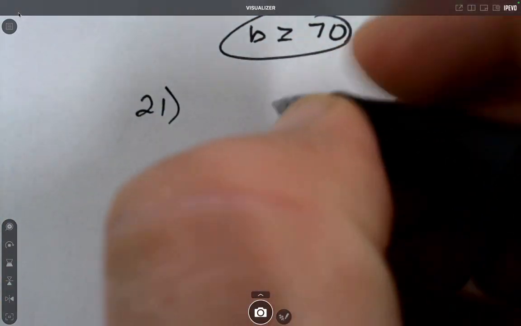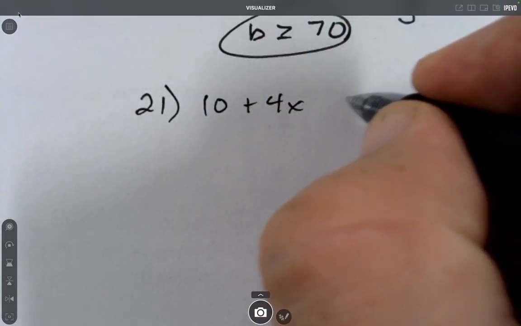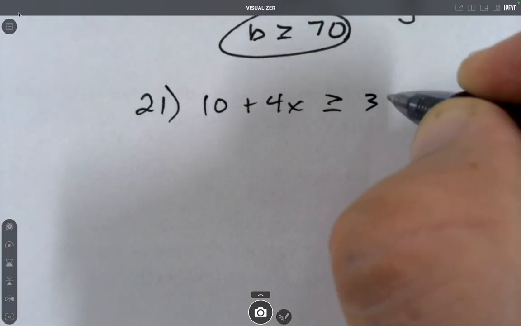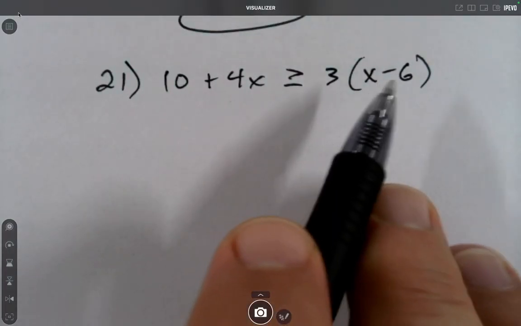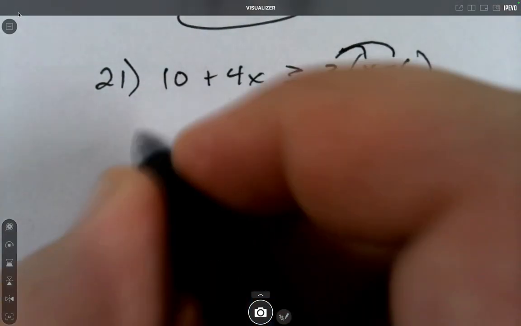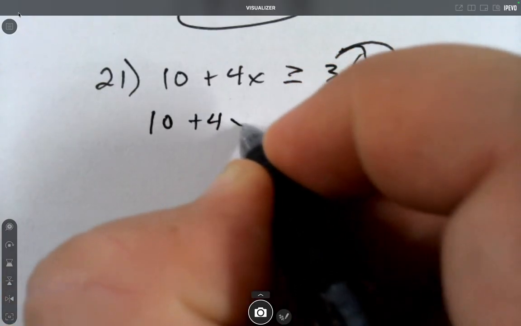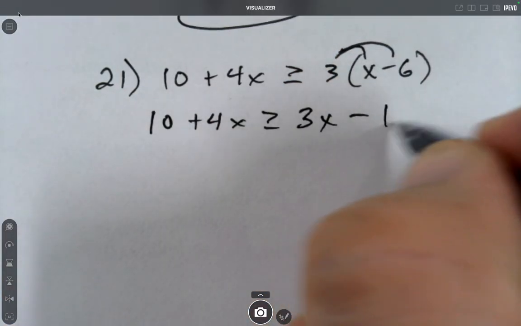21: 10 plus 4x is greater than or equal to 3 times x minus 6. So you remember when you see the parentheses, you know that's got to be your first priority, to distribute the coefficient in front of the parentheses. 3 times x is 3x. 3 times 6 is 18.